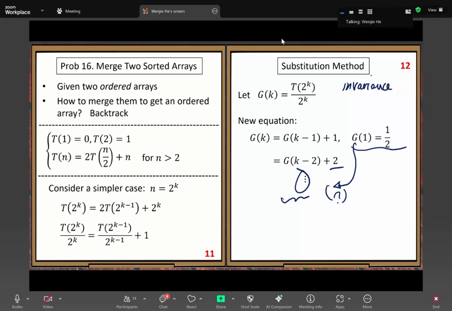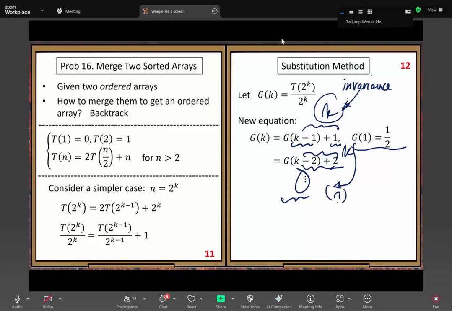Invariance idea. So what's that invariance? What is k minus 1 plus 1? We add up these two numbers. K minus 1 plus 1 equals k, right? The sum of these two numbers. What is k minus 2 plus 2? The sum is also k, right? So the sum of these two numbers, that is the invariance. Same number k all the time.